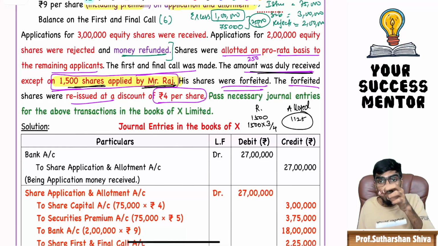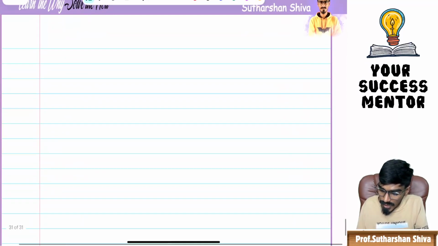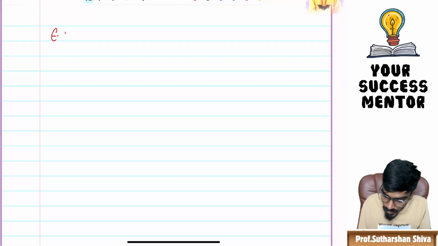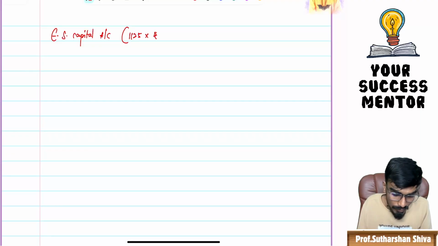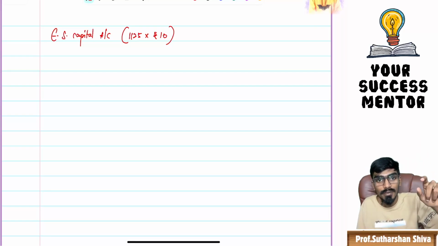Once all the money has been called up, then what you need to do? Listen. You need to reverse the entry. What is the first entry you should pass? One is equity share capital account. If this equity share capital account is going to be at 1125 into entire 15 rupees? No, sir. 10 rupees, sir. You should take only 10 rupees because securities premium has already been paid. We forgot about that securities premium which has already been paid. Equity share capital 10 rupees there. That 10 rupees which has been received, that excess 5 rupees has already been received by the company.